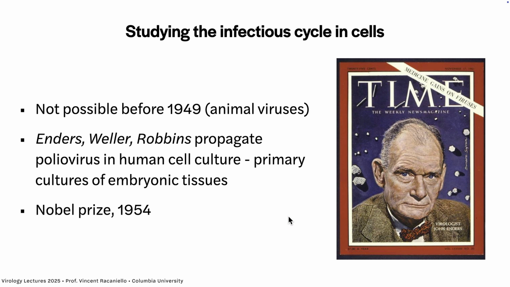Now, the ability to study virus infections in cells wasn't possible before 1949, for animal viruses anyway. But in 1949, Enders, Weller, and Robbins found they could grow poliovirus in human cell cultures. These were primary cultures of embryonic tissues. And that gave all 3 of them, by the way, the Nobel Prize in 1954, and they made the cover of Time magazine. That was an important discovery, of course. Then rapidly other viruses were shown to be able to be propagated in cells in culture.